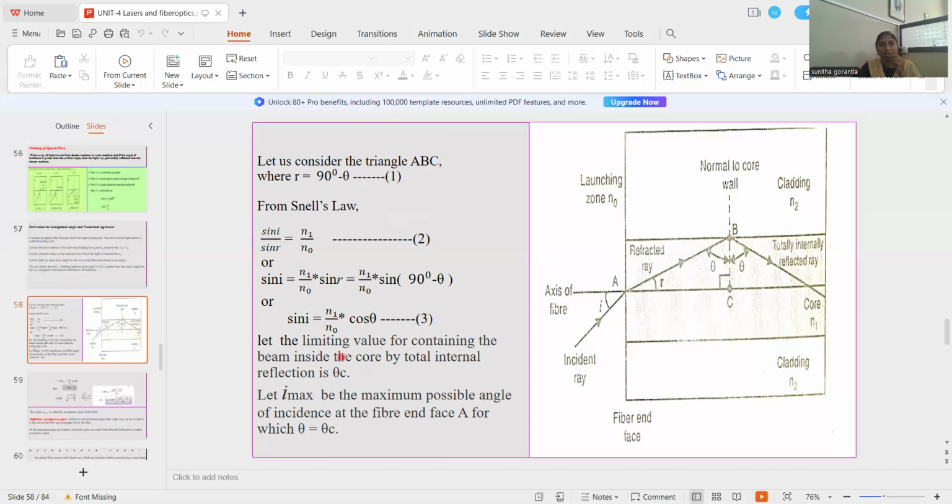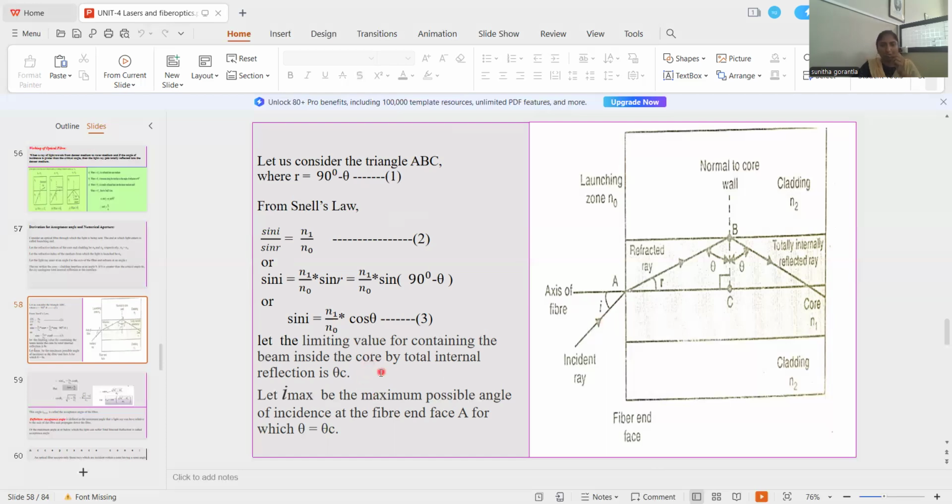Let the limiting value for containing the beam inside the core by total internal reflection be theta c. Let I maximum be the maximum possible angle of incidence at fiber end face A, for which theta is equal to theta c.